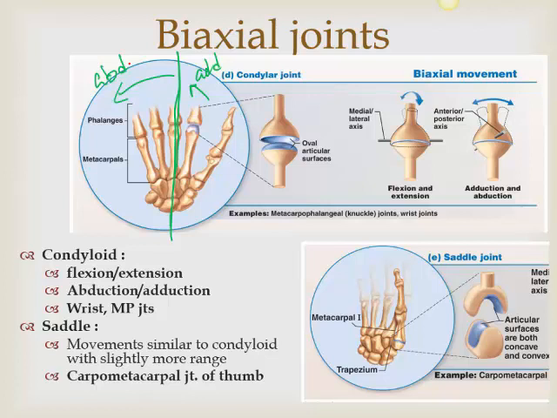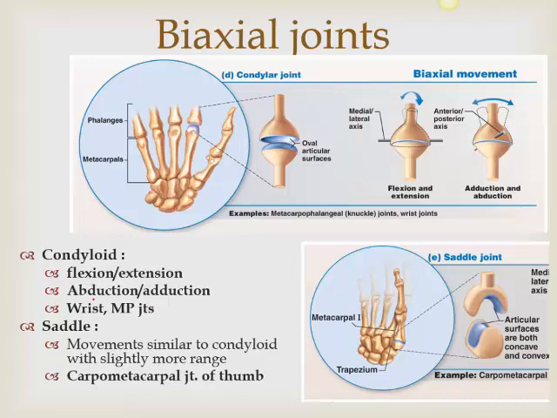So if you put your hand on your knuckles and then you spread them out, you can feel the movement. And you bring them together, you can feel the movement. You can do abduction, adduction, flexion, extension. So your metacarpophalangeal joints allow these two types of movements as well, along with the wrist.